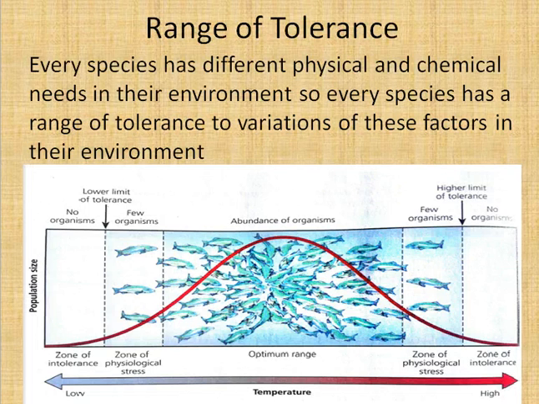Range of tolerance. Every species has different physical and chemical needs from their environment. Ideal temperatures, amounts of water, amount of daylight, that kind of thing. And environments aren't static, they're constantly changing. So every species has a range of tolerance to variations in those physical and chemical needs that the environment provides. The example I've provided is looking at the population size of trout depending on the water temperature.